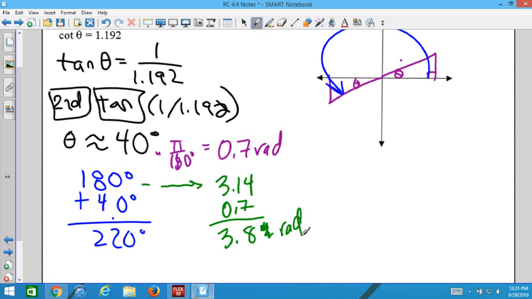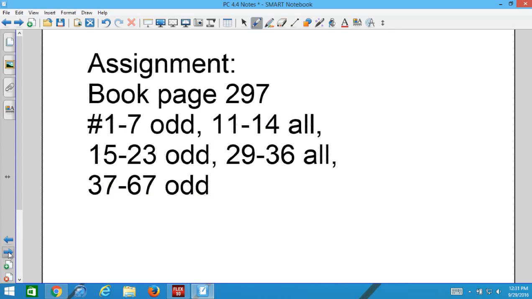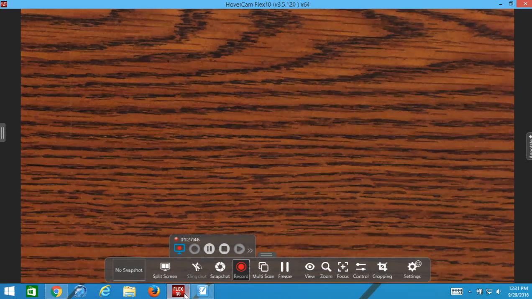3.8 rad. Nearest tenth. My handwriting is rad. Practice.